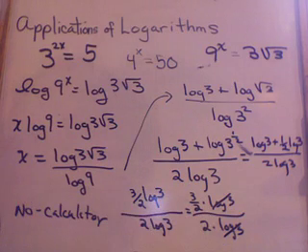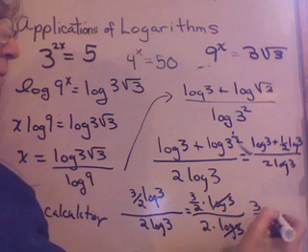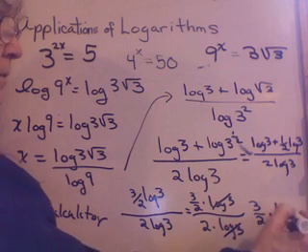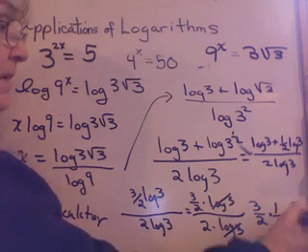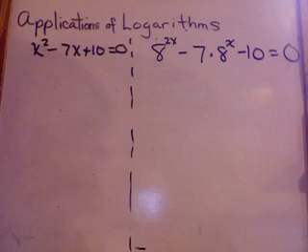Now, 3/2 divided by 2, or times 1/2, equals 3/4. Final answer. Didn't need a calculator. How cool is that? You can do that kind of stuff.